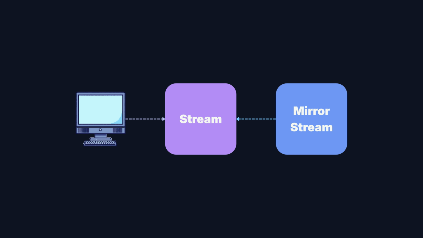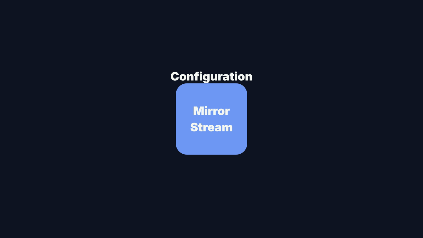Third, mirror streams preserve the original metadata. They keep the sequence numbers and timestamps from the original stream. So if a message was sequence number 42 in the origin, it'll be 42 in the mirror also. And fourth, configuration is all done on the receiving side. Your origin stream doesn't need any special setup. It won't even see a consumer created for the replication.